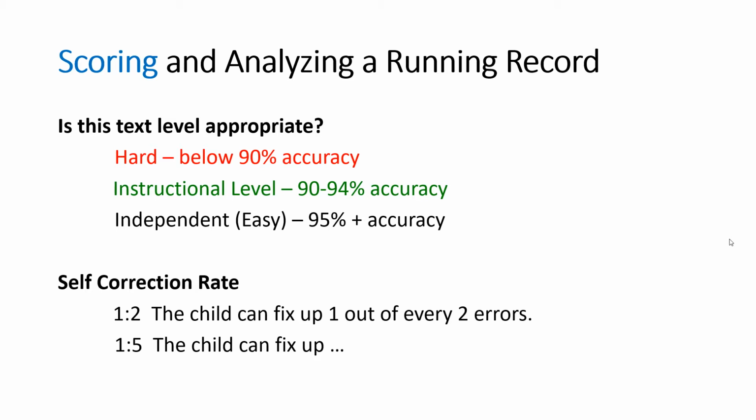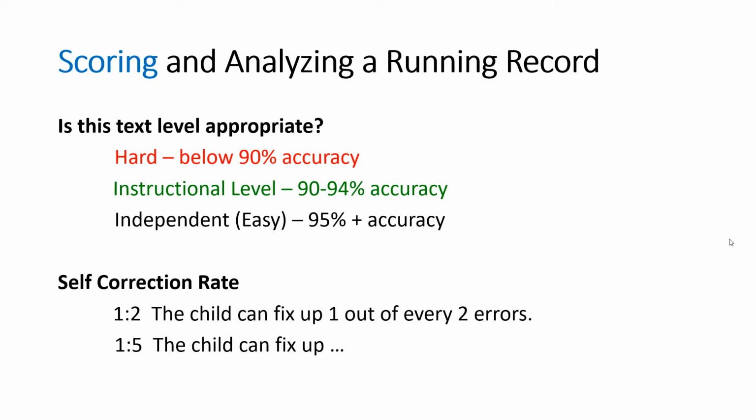Okay, so after we take a running record, we will be able to score that record. That means we can calculate if the book is hard, which would be below 90% accuracy, instructional level, which would be between 90 and 94% accuracy, or independent or easy, which means the child can read that text at 95% accuracy. Now, it's important to note that if you're sending home homework for a child, you want them to read a text and answer questions. You want to make sure that they can read that text at 95% accuracy, or else they will not be able to independently decode and use that information.